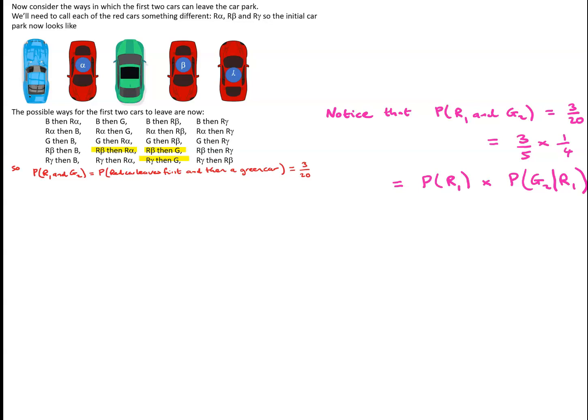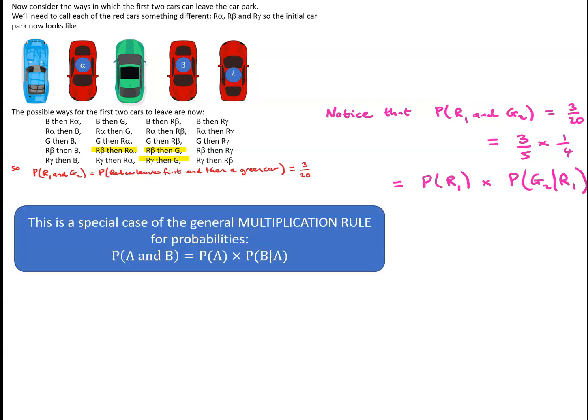And what we have here is a special case of the general multiplication rule for probabilities, which says that the probability of A and B is the same thing as the probability of A times the probability of B happening, given that A has happened. Or we could express that as being the probability of A and B is the probability of A times the probability of B happening if we know that A has happened.